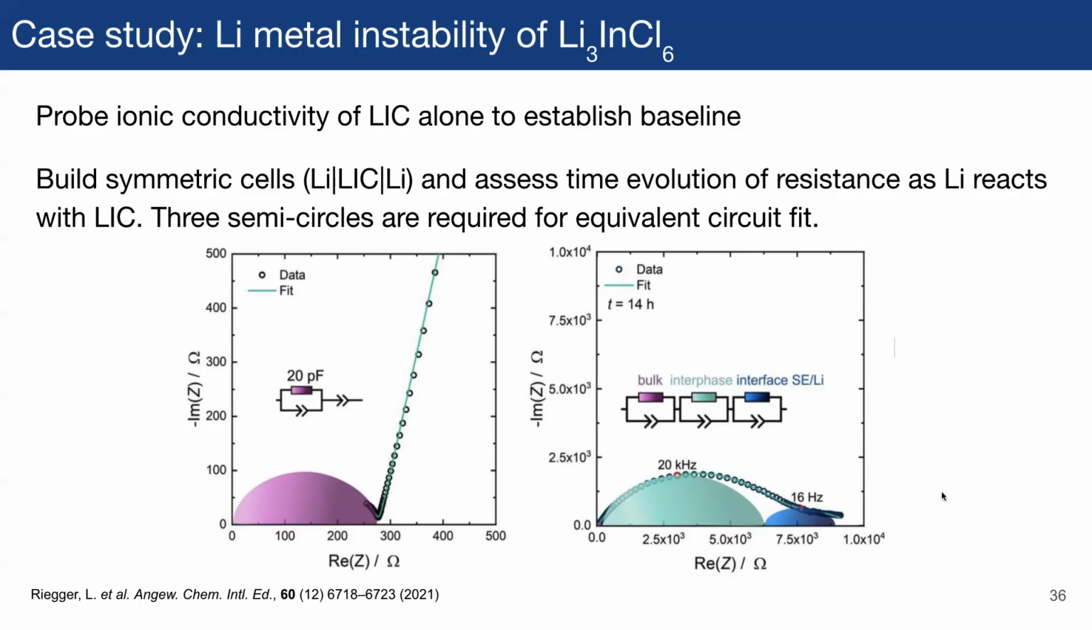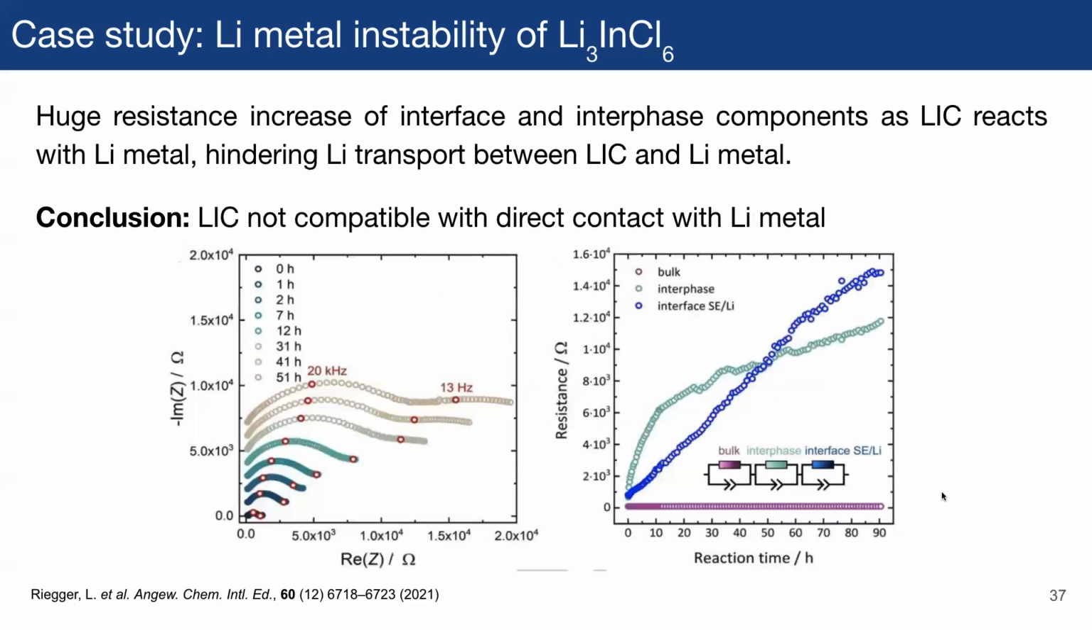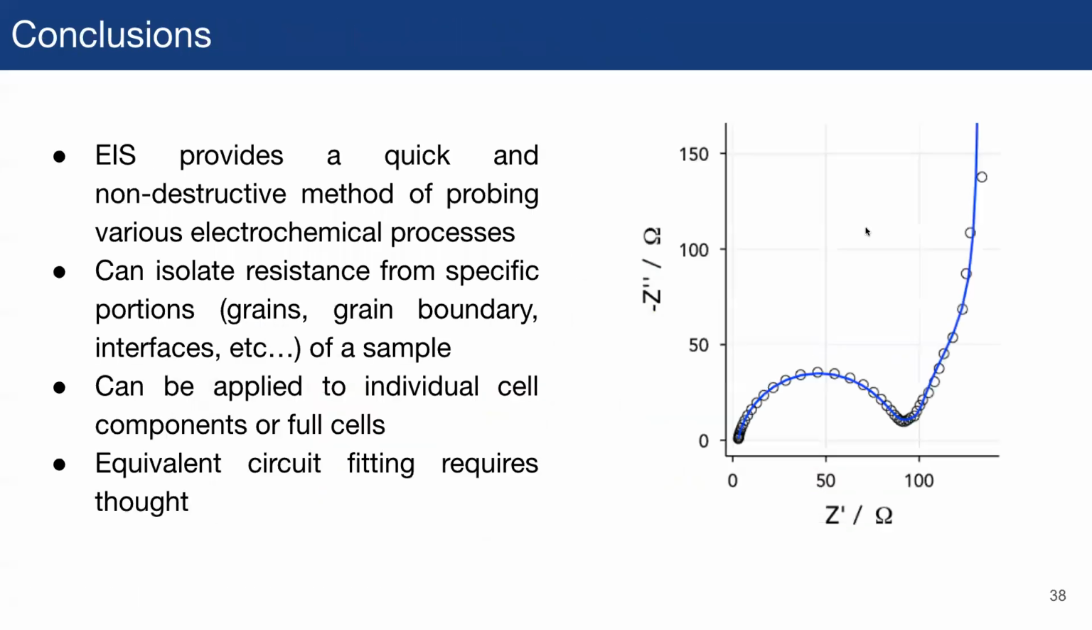I'm running out of time, so I'm going to start moving a bit faster. What they really see in this system is a steady increase in the impedance as a function of time. And so this is a clear indication that the interface that's forming between LIC and lithium is very resistive, and it's proof that LIC is not compatible with direct contact with lithium metal.